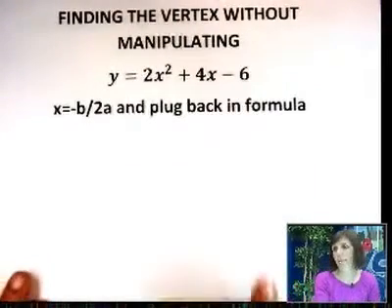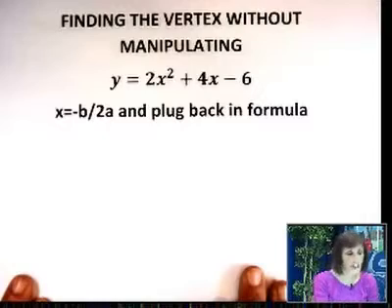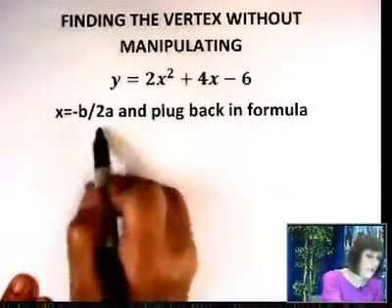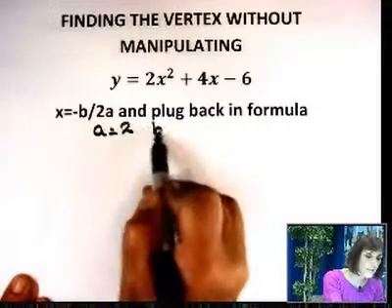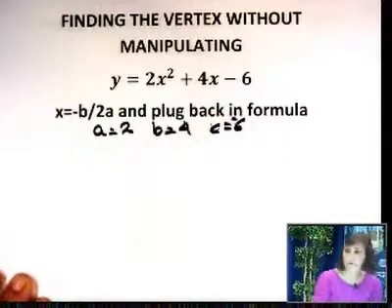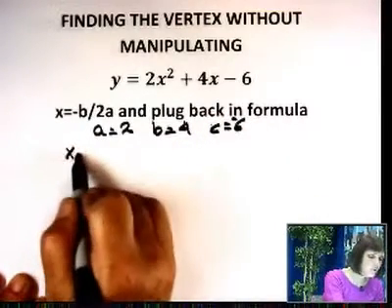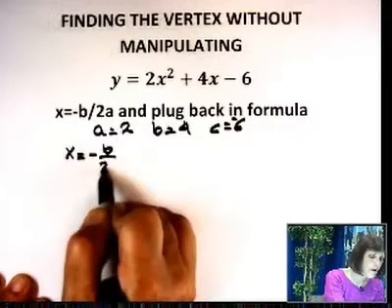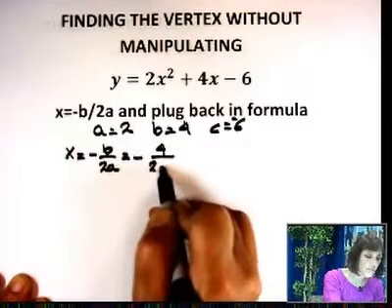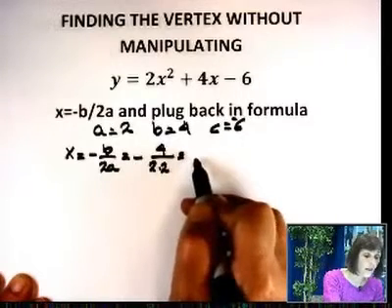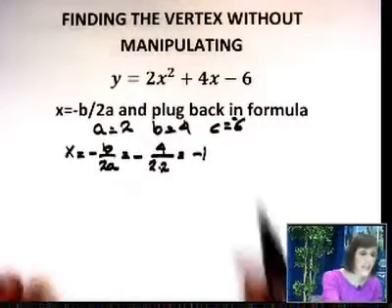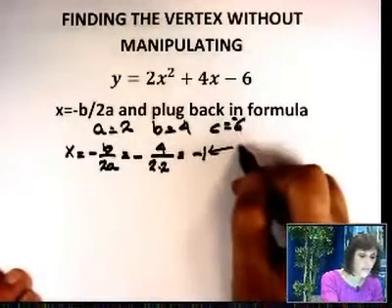All right. Let's do the same problem without manipulation. -b/2a is the x-coordinate of my vertex. So a is 2, b is 4, c is -6. Then I put x equals -b/2a. b is 4. 2a is 2 times 2. 4 divided by 4, 1. So you have -1. Okay. How do I get, this is the x-coordinate of the vertex.